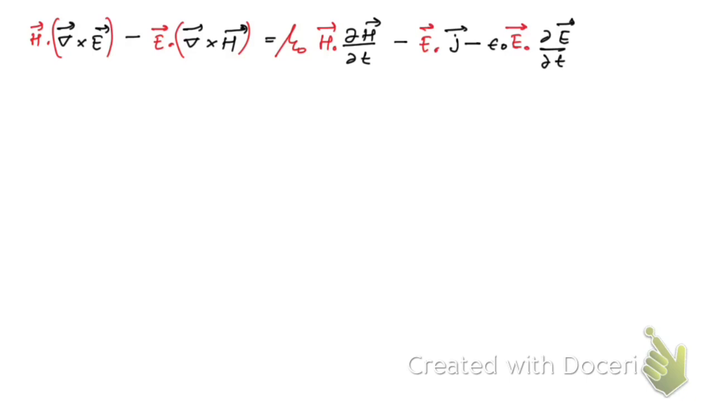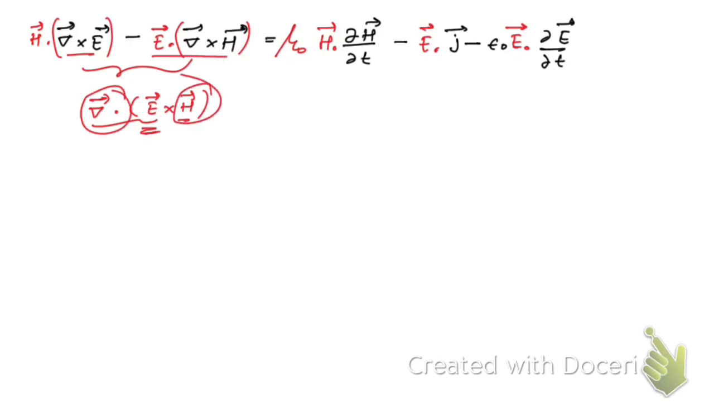So now you see what we can do here. I hope you have got the vector identity. This can be written in this way: del dot E cross H. This is an identity of vector product. That's nothing but H dot del cross E, minus E dot del cross H. So I hope you know this identity.